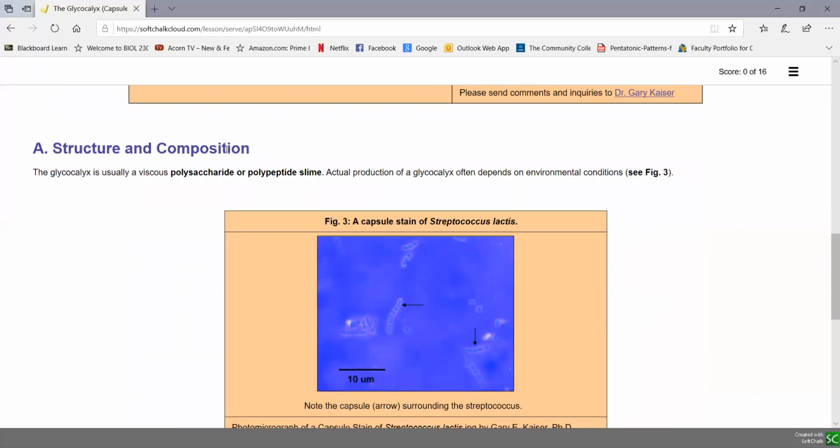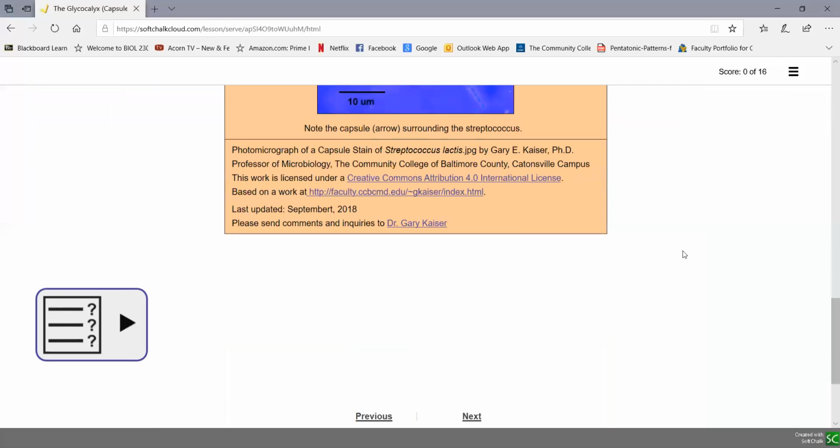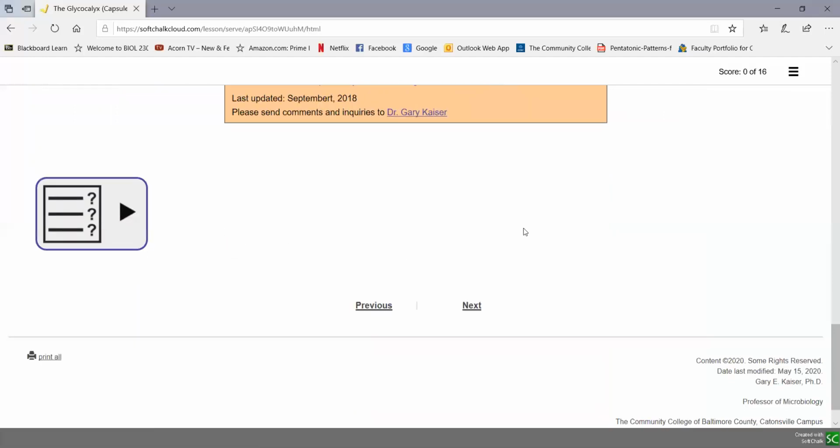In terms of structure and composition, the glycocalyx is usually a viscous polysaccharide or polypeptide slime. And whether or not the bacterium is able to produce a glycocalyx does depend often on environmental conditions. Figure 3 shows a capsule stain of normal flora of milk called Streptococcus lactis, where you can easily see a chain of streptococci surrounded by this clear capsule or glycocalyx. And there's a little self-check on the structure of bacterial glycocalyces.